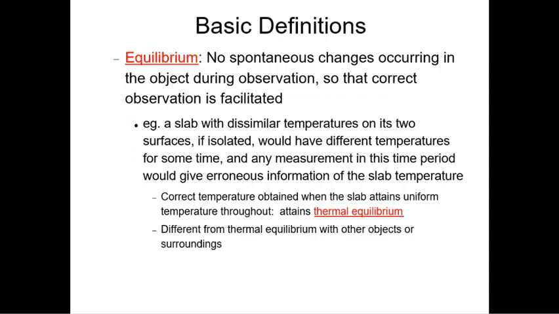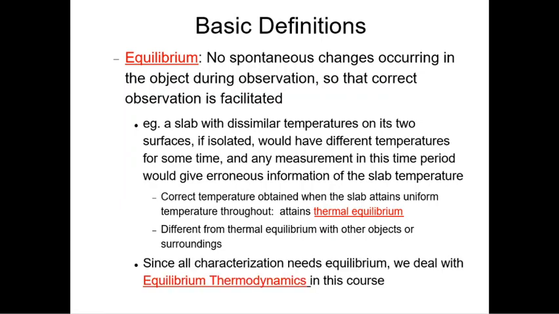This is different from the thermal equilibrium with other objects or surroundings. That is, if an object is left to itself in the surroundings for a long period of time, it comes to thermal equilibrium with the surroundings. Or if I have two objects, if I put them close together and isolate them from the rest of the surroundings, then each object would actually come to thermal equilibrium with the other. So that is thermal equilibrium between objects, and the thermal equilibrium that we talked about in the first case was the thermal equilibrium of an object within itself.